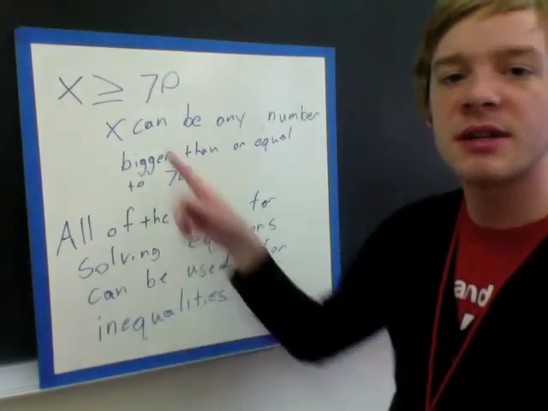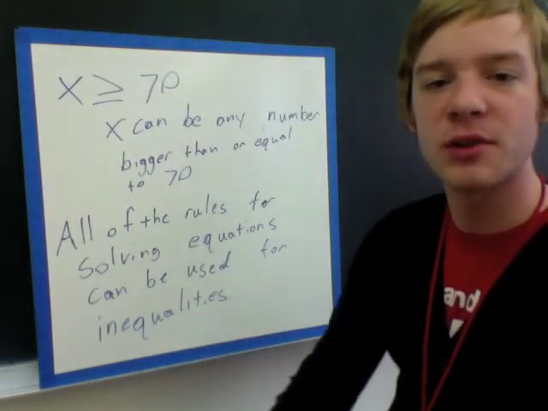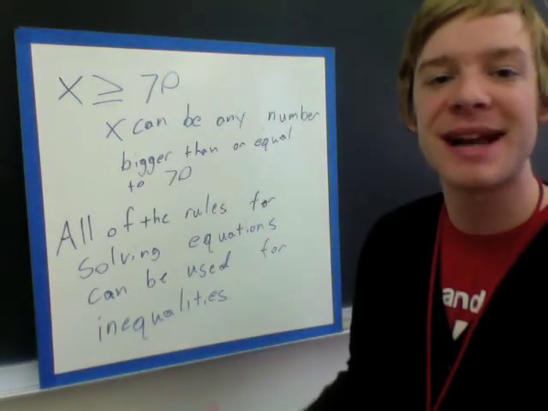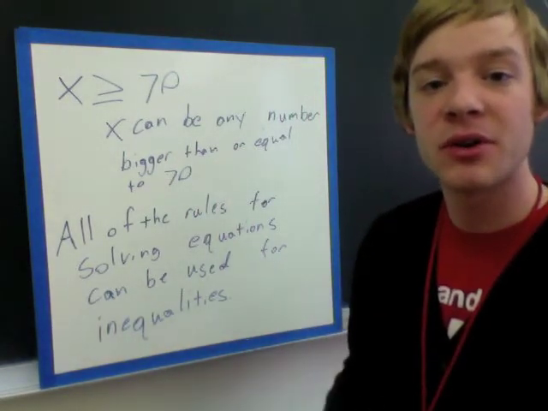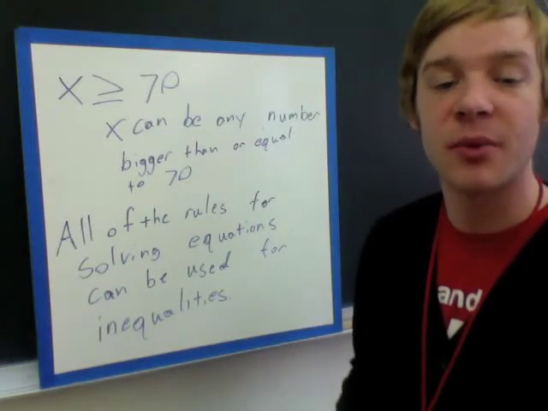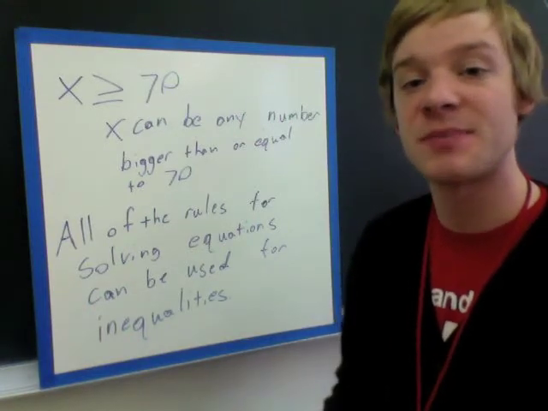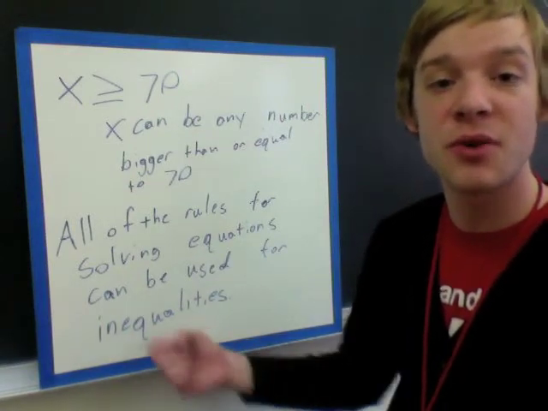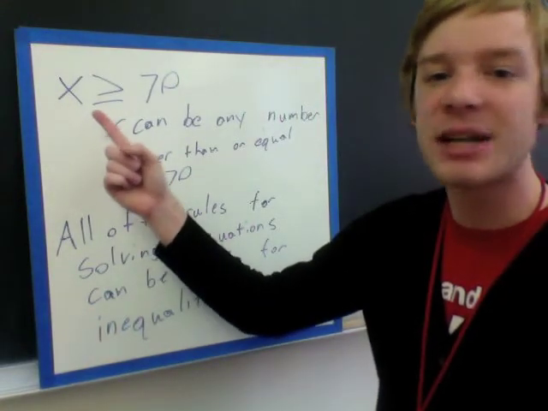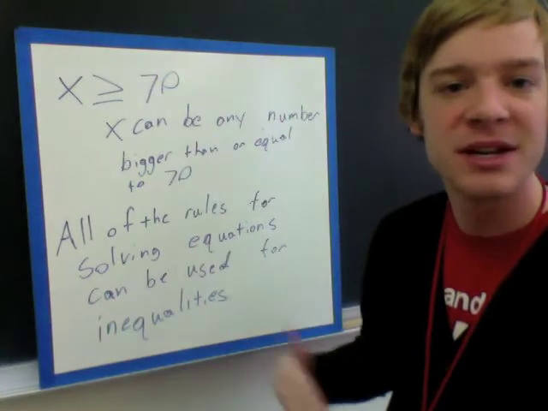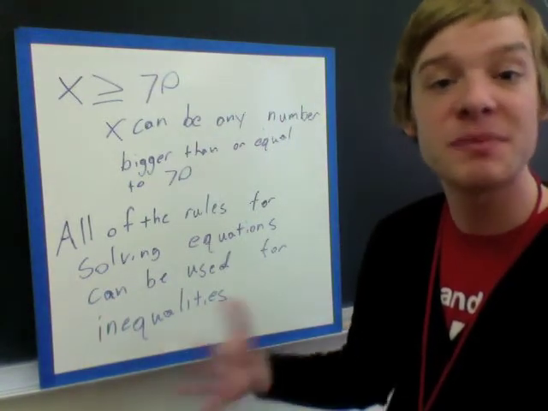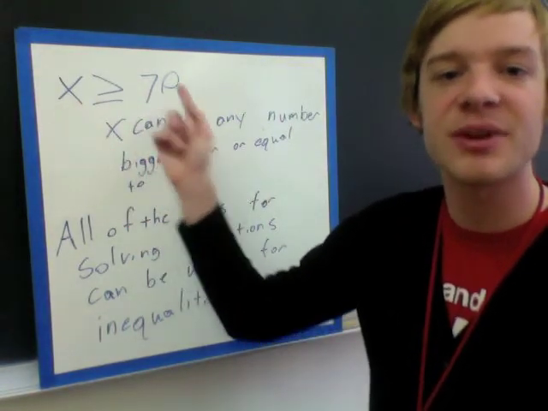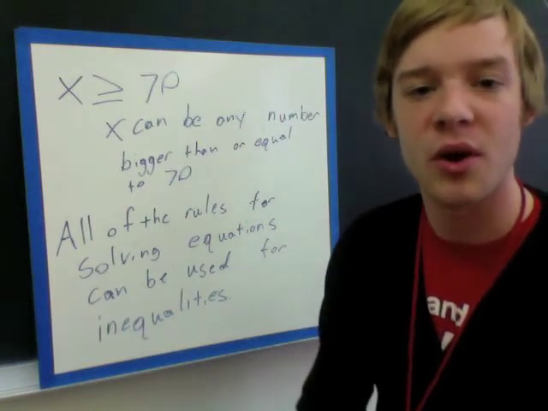All right, this is an example of what an inequality looks like. The way that you would read this is x is greater than or equal to 70. That means that x can be any number that is bigger or equal to 70. For instance, you need a 70% to pass my class. It doesn't matter what grade you have as long as it's a 70 or above. So your grade, or x, can be any number bigger than or equal to 70. It could be 75, it could be 90, it could be 70. Any one of these numbers is greater than or equal to 70, just like we have here in our inequality.